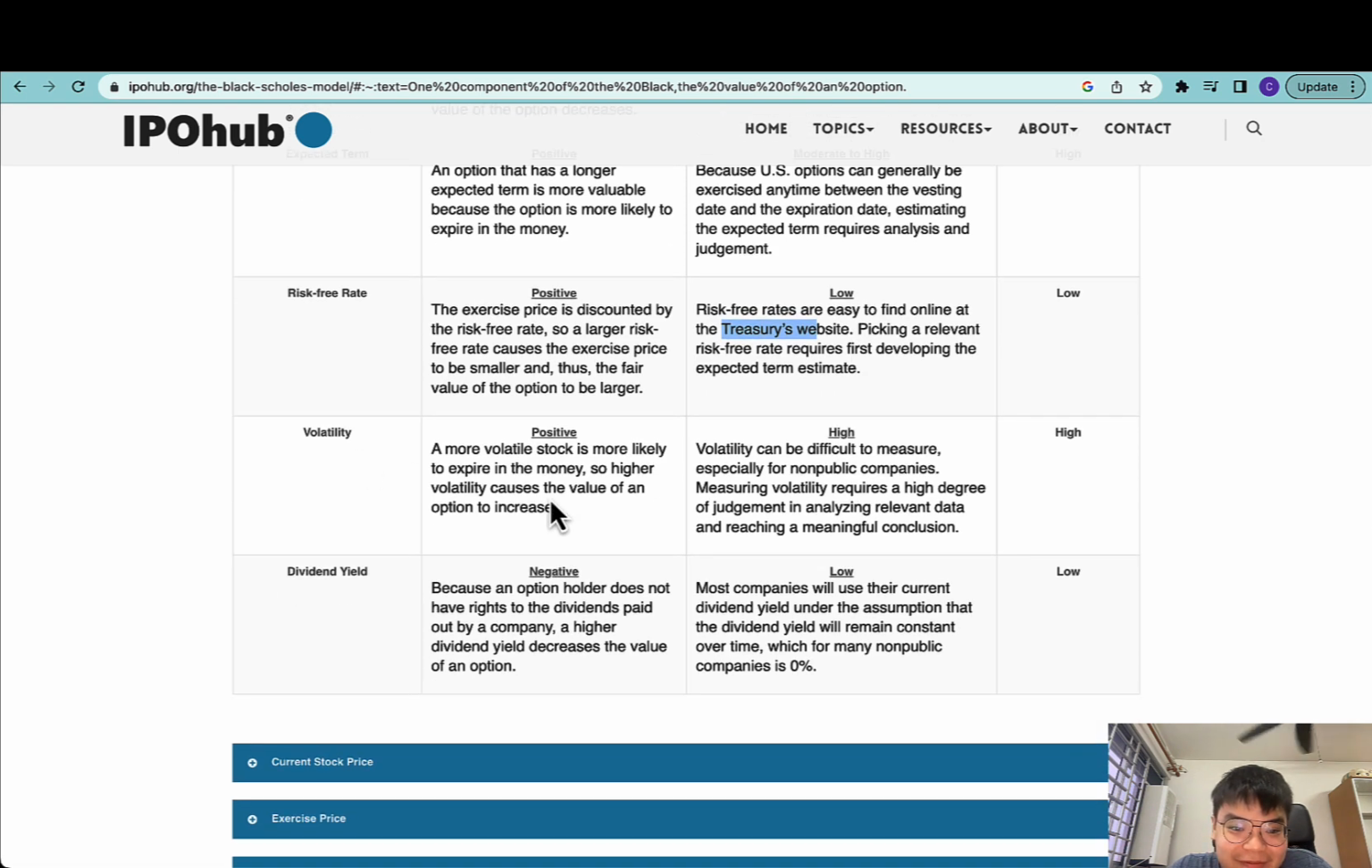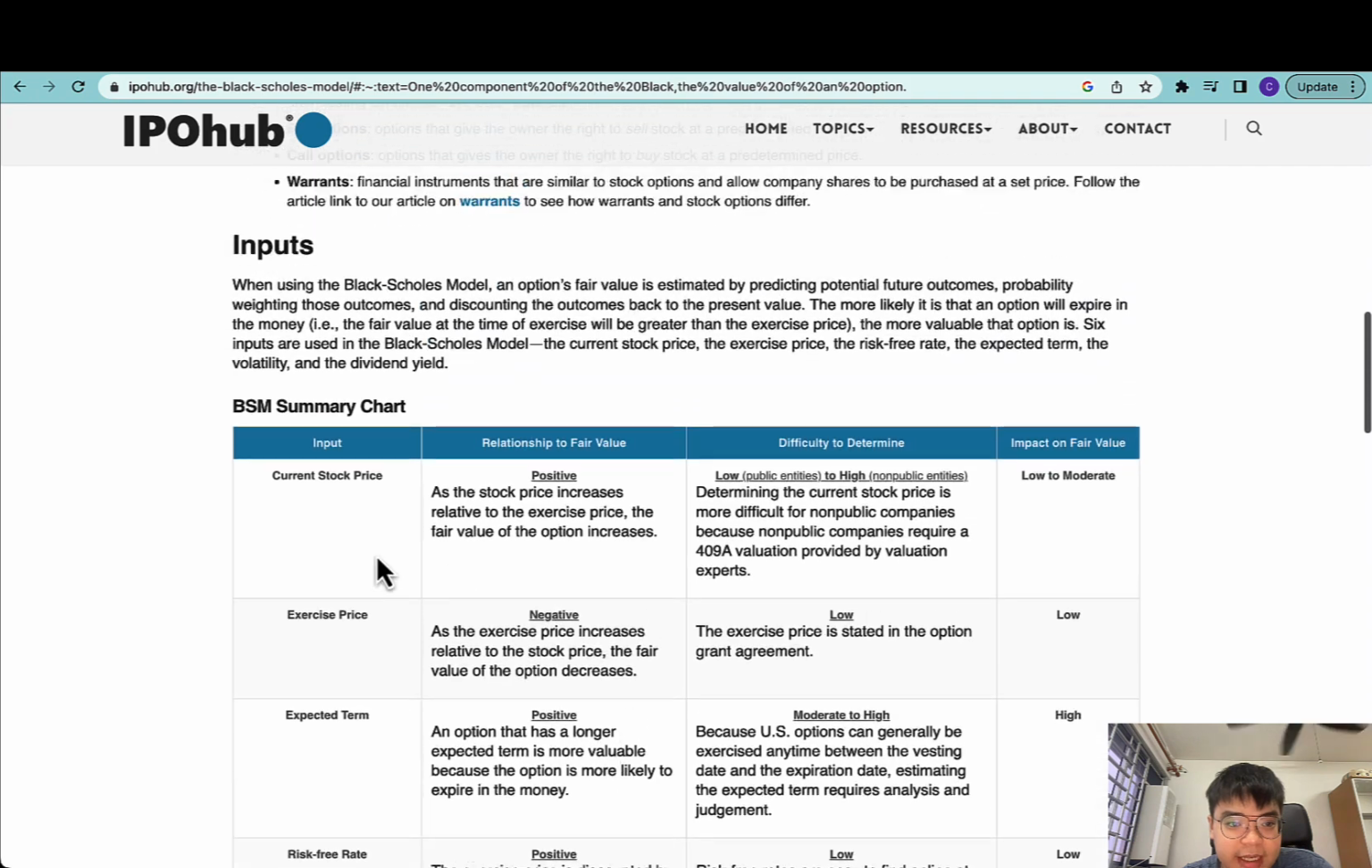And the volatility: a more volatile stock is more likely to expire in the money. So higher volatility causes the value of an option to increase. Okay, yeah, I'm pretty curious how they would value volatility then. And the dividend yield.